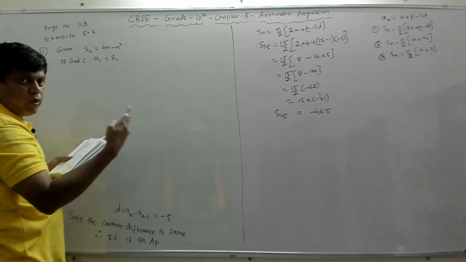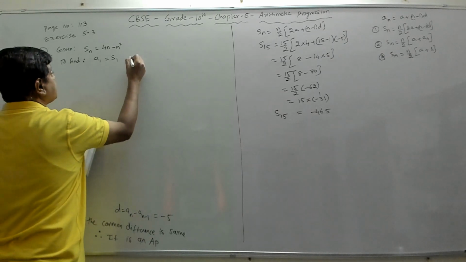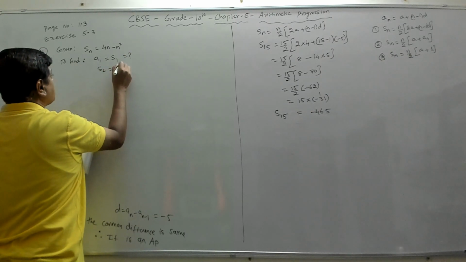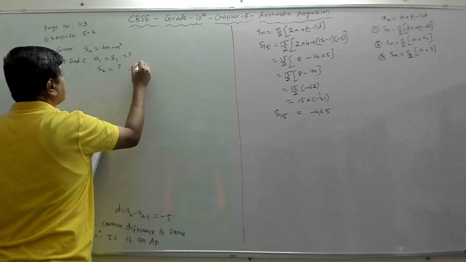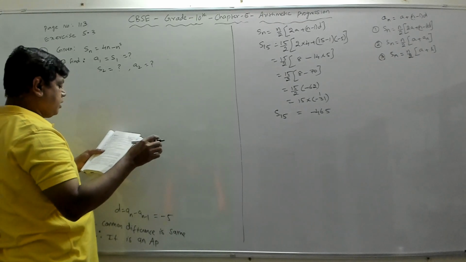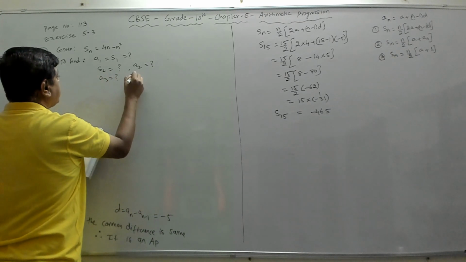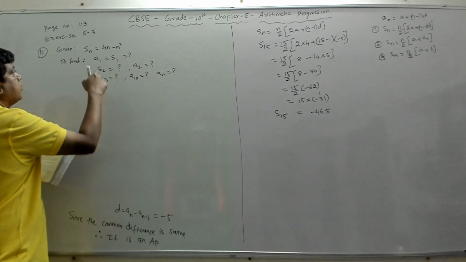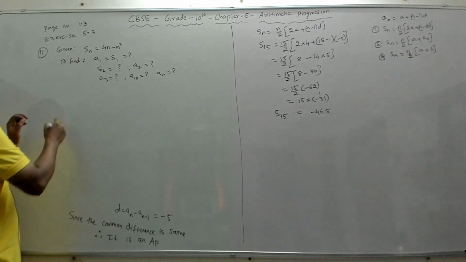S1 is the sum of first one term, which is A1. Then what is the sum of first two terms? We should find S2, the sum of first two terms. And what is the second term? A2 is what? That we should find. Similarly, we have to find the third term A3, A10 and An, the nth term. So all these we have to find using this information. So solution.